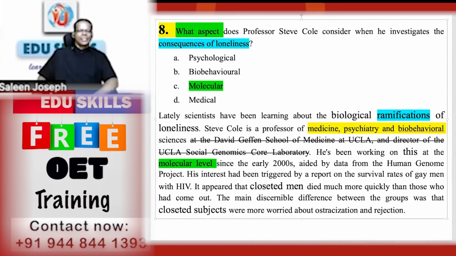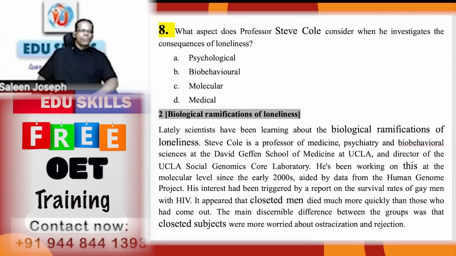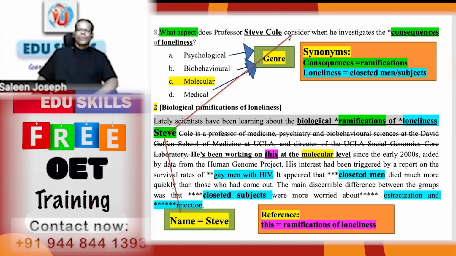Damn sure. Okay. So the biological ramification of loneliness is the gist of the paragraph, and as I said, the name is there, so you can immediately go into that name: consequences, ramifications. Then closeted man means loneliness, lonely people. Closeted subject, all this means loneliness, synonymous expressions. Ramification of loneliness means consequence of loneliness. Name is Steve. Cool. I think we can stop with that.